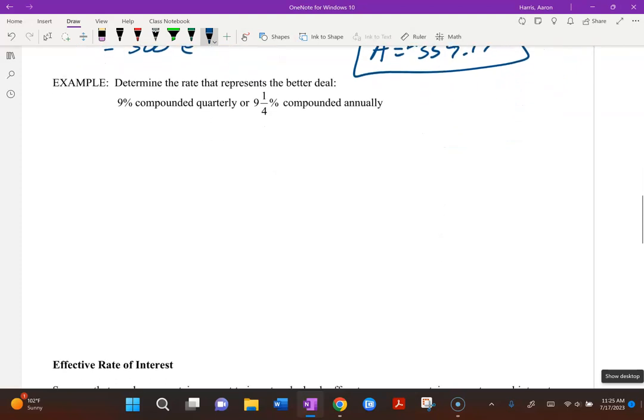All right, what about determining the rate that represents a better deal? What about 9% compounded quarterly, 4 times a year? Or is it a better deal to do 9.25%, a little bit higher interest rate, right? This interest rate is 0.09. Or what if you do 0.0925, 9.25%, but it's compounded annually, 1? So which one's a better deal?